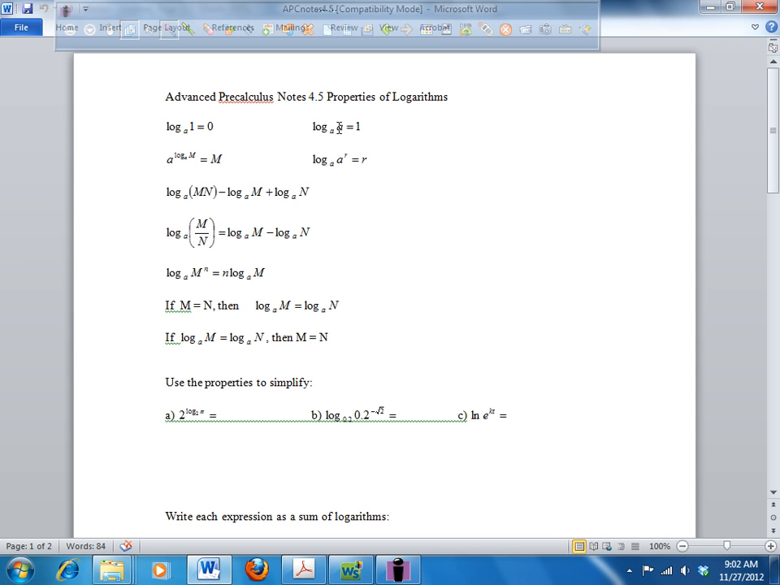Is 0 to the 0 power 1? Is 0? No, you can't have a base of 0. The base has to be bigger than 0. Okay? It can't be negative either. Can't have a negative. All right.